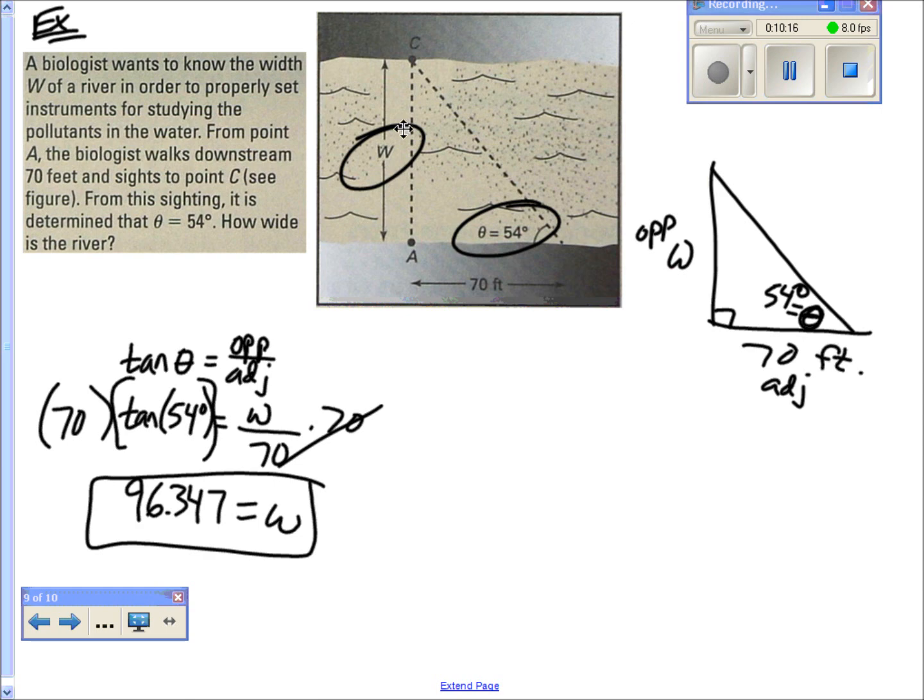I'm going to actually do another video here where I'm going to take this right triangle trig and I'll let you watch it. I'm going to end this one right here.